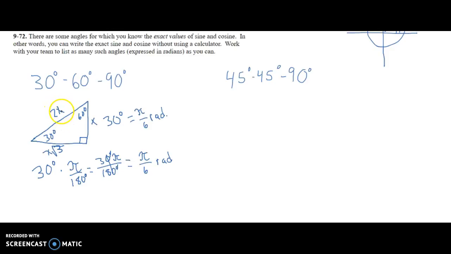And we know in our case that the hypotenuse is 1. So 2x is equal to 1. Therefore, if 2x is equal to 1, x must be 1/2. Therefore, we can start labeling certain parts of this triangle.